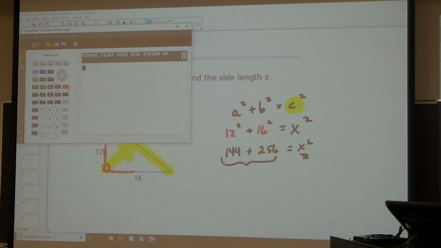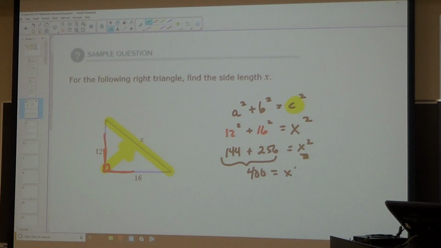Yep, and I'm gonna do one like that for you so you can see it. You add them together. So I get 400. And this is x squared. The problem says find x. So how do I find x? Square root. You take the square root to make those go away. So x is going to be 20.